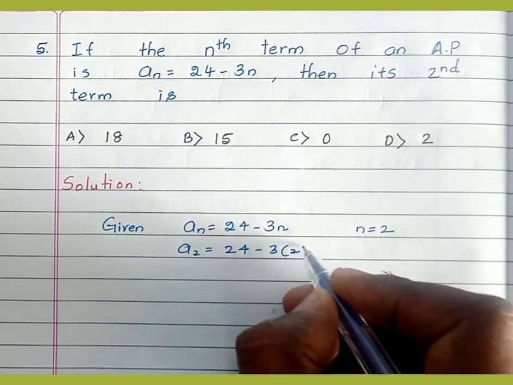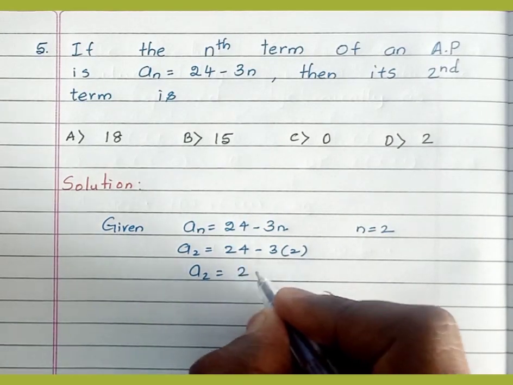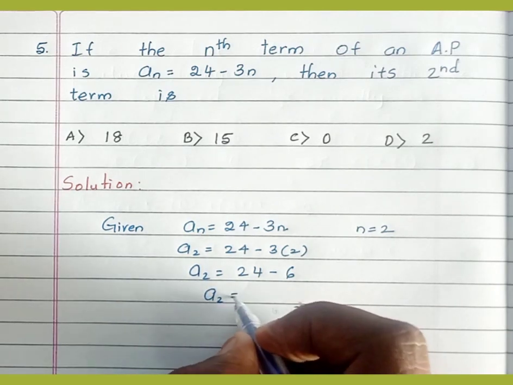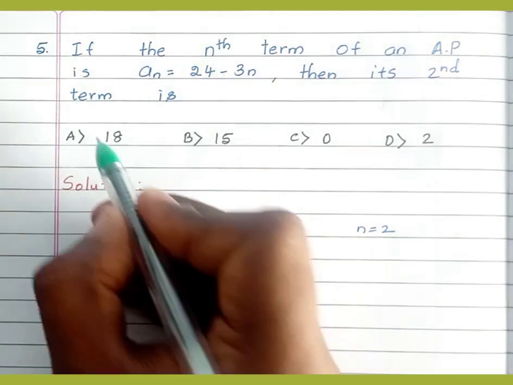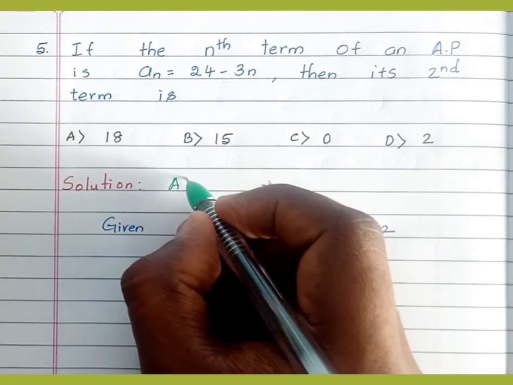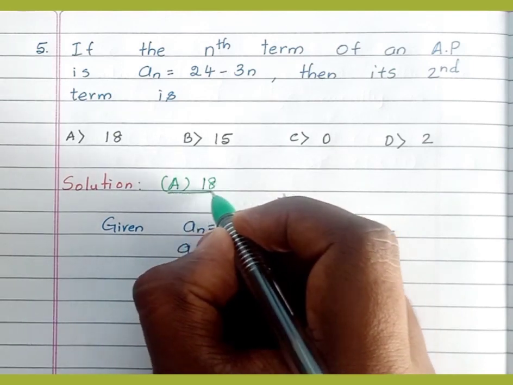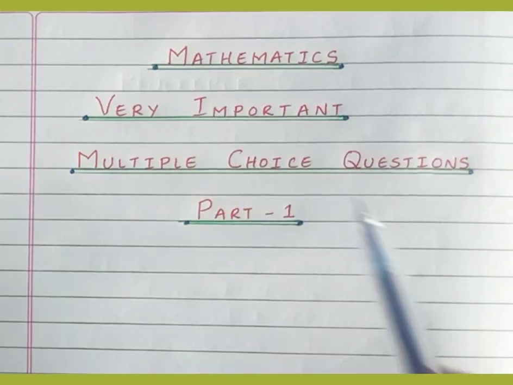Therefore, n equals 2. A2 equals 24 minus 3 into 2. That is A2 equals 24 minus 3 times 2 is 6. Therefore, the second term A2 equals 24 minus 6 is 18. Therefore, the second term is 18. Therefore, the correct option is option A, 18. In the same way, we can find any term by substituting the value of n.